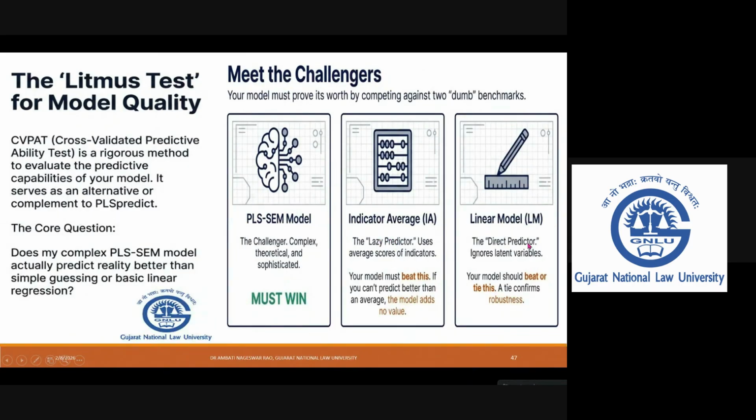Whereas when it comes to the linear model, your model should beat or tie. A tie confirms the robustness. If it is greater than that, it is considered robust. So let's see which one is going to be higher.